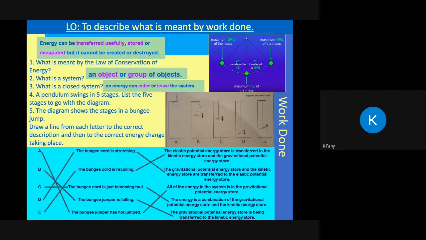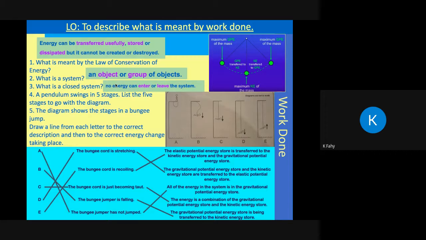All right, question 1, what is meant by the law of conservation? That is energy that can be transferred usefully, stored, or dissipated, but it cannot be created or destroyed. So you can see that's your first answer there. What is a system? It is an object or a group of objects. What is a closed system? It is where no energy can enter or leave the system.